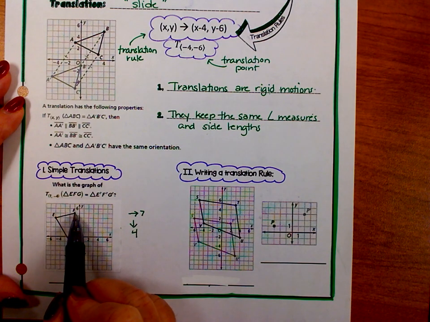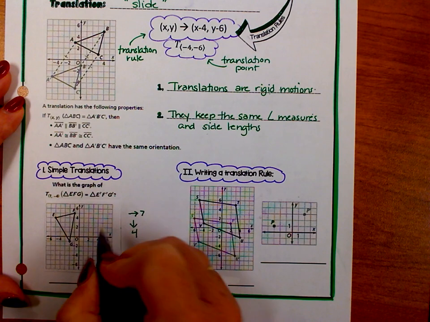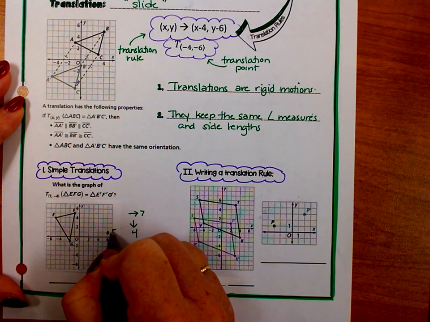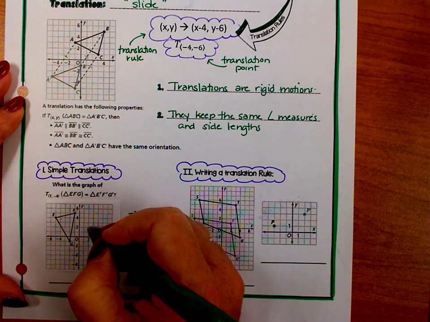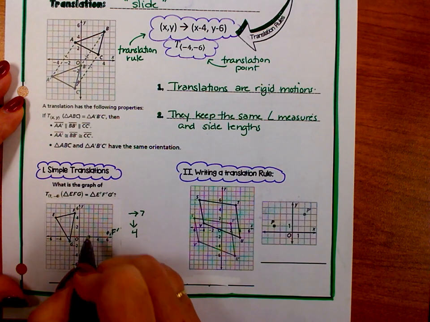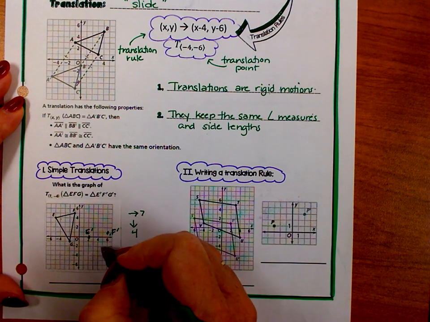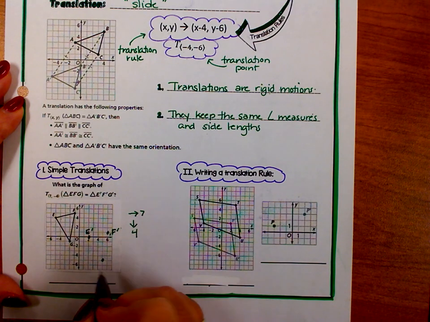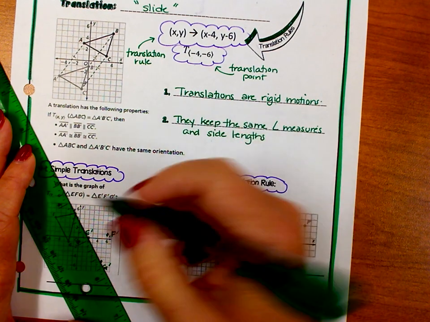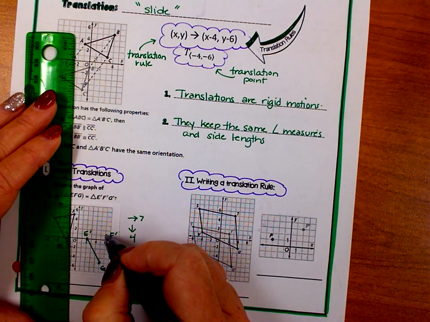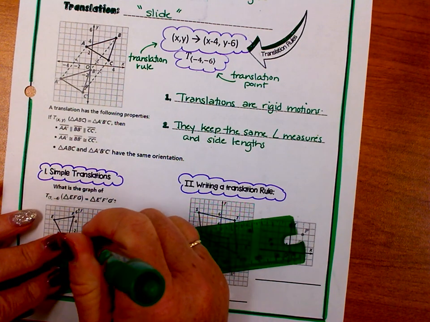We're going to go to the right 7, 1, 2, 3, 4, 5, 6, 7, and down 4, 1, 2, 3, 4. And that's going to give us F prime. And then 1, 2, 3, 4, 5, 6, 7, 1, 2, 3, 4, and that's going to give us E prime. And finally 1, 2, 3, 4, 5, 6, 7, 1, 2, 3, 4, and that's going to give us G prime. And then we can take a straight edge, connect our points, and we have our transformed image.